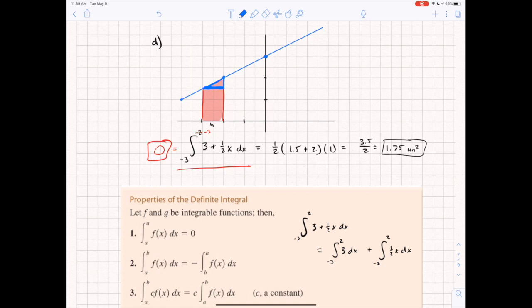So just something to point out here, that if you were to break a trapezoid up into a triangle and a rectangle, what you're literally doing to the original integral is breaking it up into the individual pieces. So you're actually already using that property.